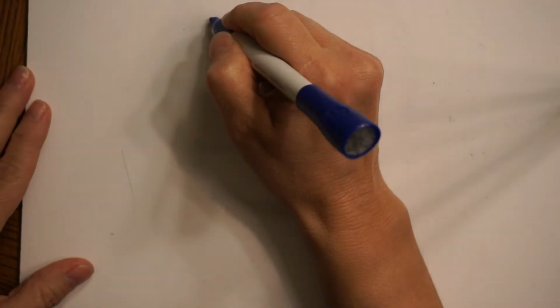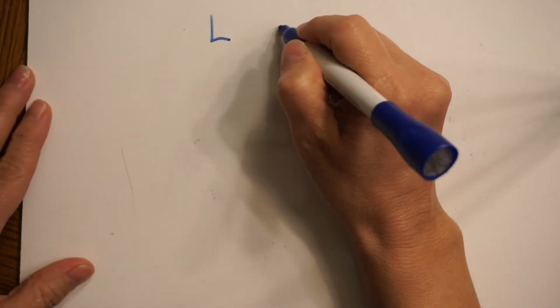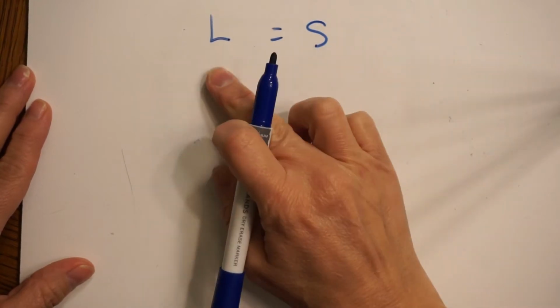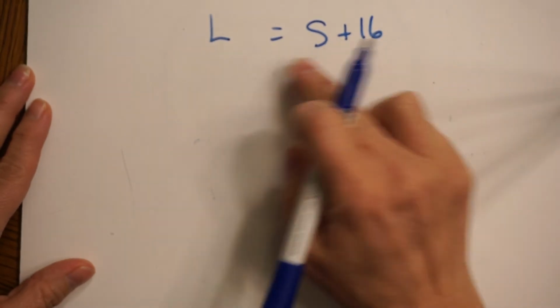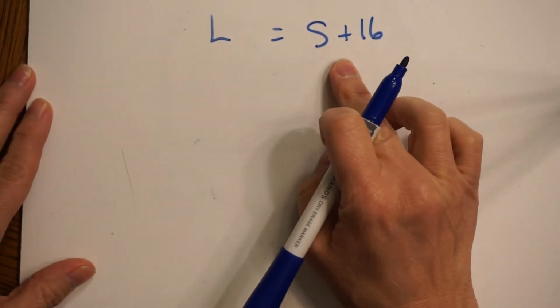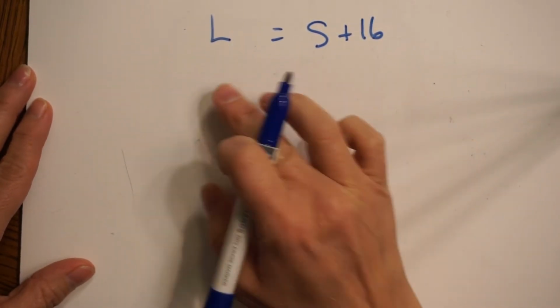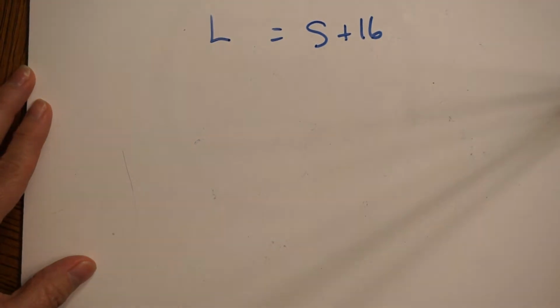Example 90.5 says the greater of two numbers is 16 greater than the smaller. So here we go. Again, we have a larger number and a smaller number. This one is greater by 16, so I'd have to add 16 here to make this equation equal, both sides equal to each other.